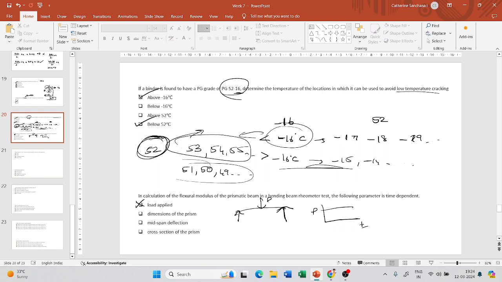Are the dimensions of the prismatic beam varied? No, because here you do a non-destructive testing.